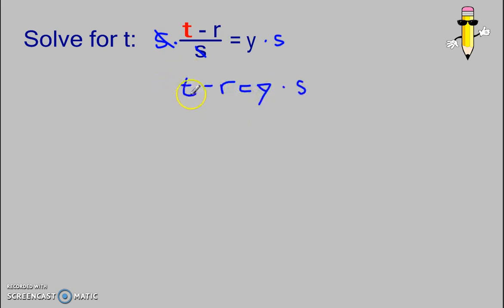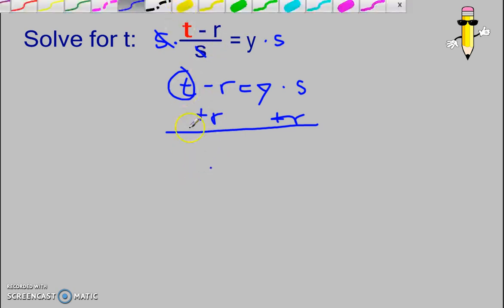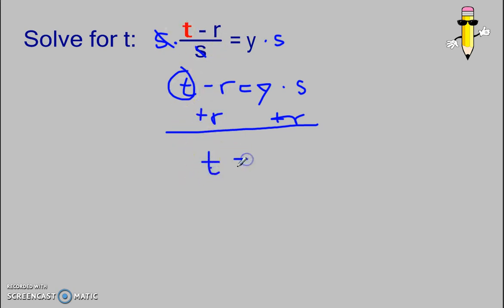Get t by itself. Add r to each side. Now careful here, we're adding r to the entire expression. We have negative r, we have t. t on this side is equal to y times s plus r. I could put this in parentheses, but those would be redundant because multiplication has to happen before the addition anyways.